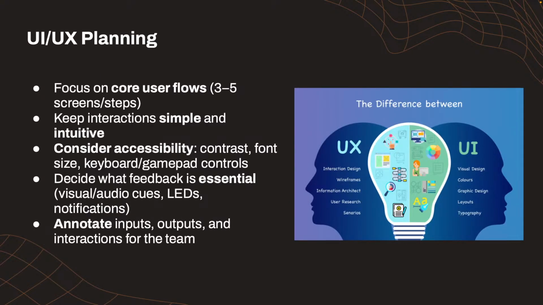So UI and UX planning. During this stage, try to focus on the core user flows, so how the person would actually interact with your app or project. Ideally in like 3 to 5 screens or steps. Try to keep the interaction simple and intuitive. So if you have a close button, try to have an X or something more that you're used to. Don't make it an O that's for some reason different. Try to make it what a normal user would understand.